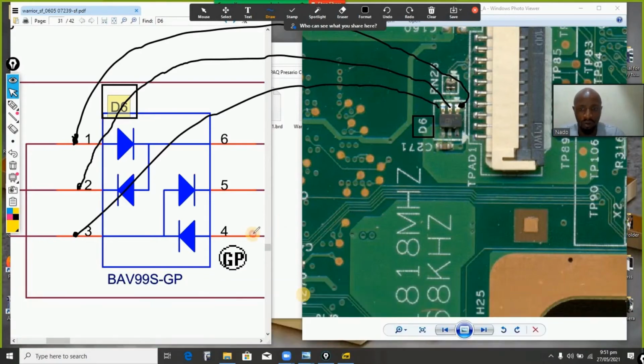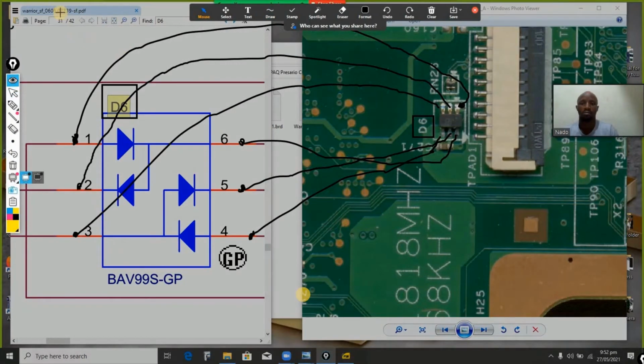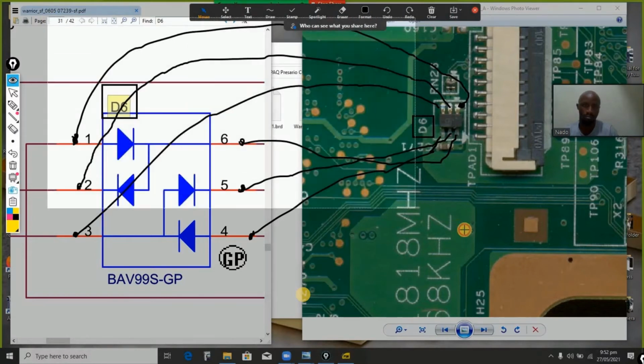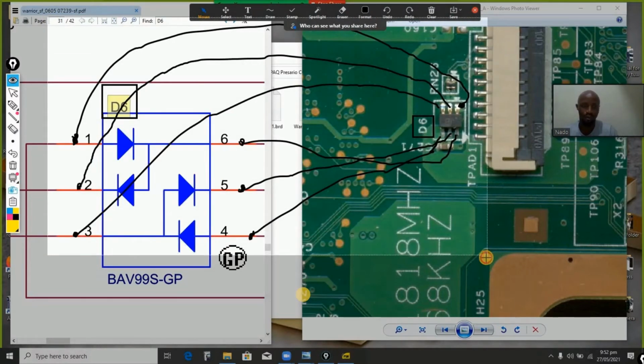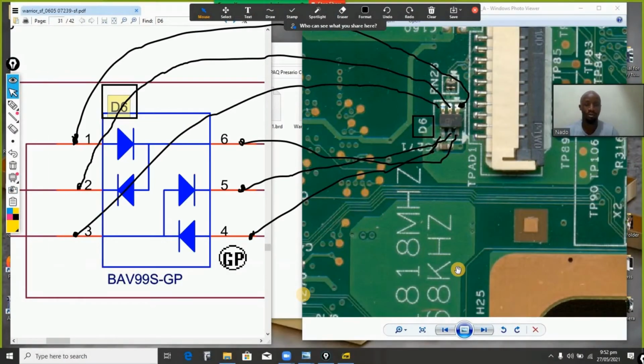Pin number 4, this is it here. Pin number 5, this is it here. And finally, pin number 6 is the last pin here. So that is it for this part. Are we now clear about the introduction to diodes? Okay, so it's a very wide and very, very interesting topic.